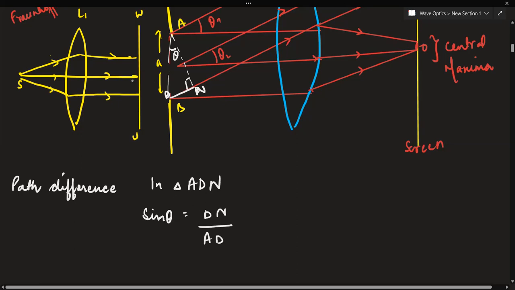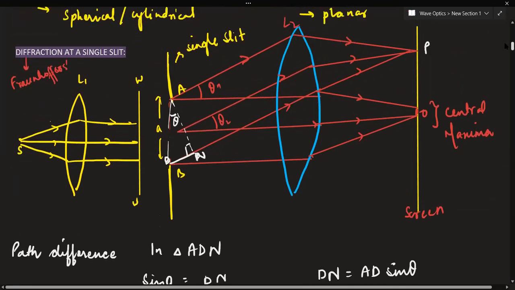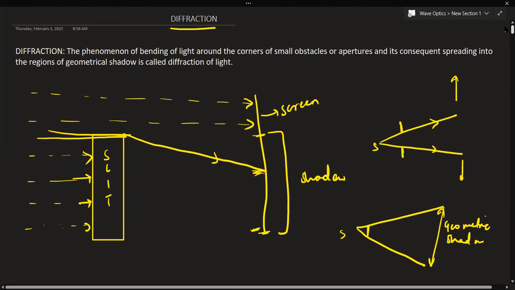So see, DN is the path difference that we are searching for. So this is equal to AD multiplied by sine θ. What is AD? This is the width of the slit. So DN is equal to a sine θ. Is it clear? This is the path difference. Is the path difference clear? Yes, ma'am. Okay, so just write it down first. DN is path difference.